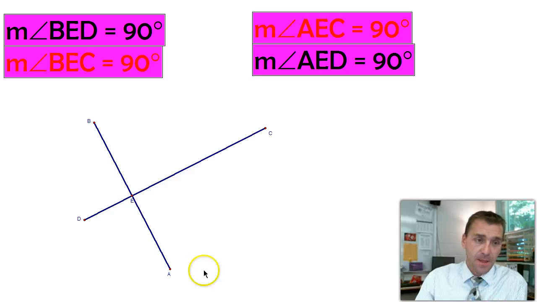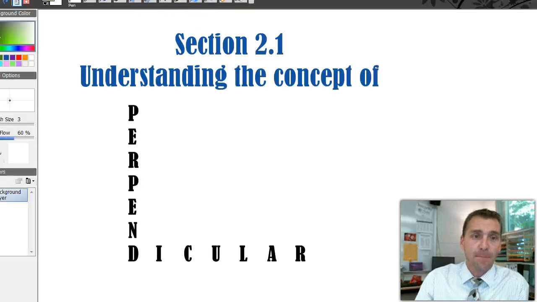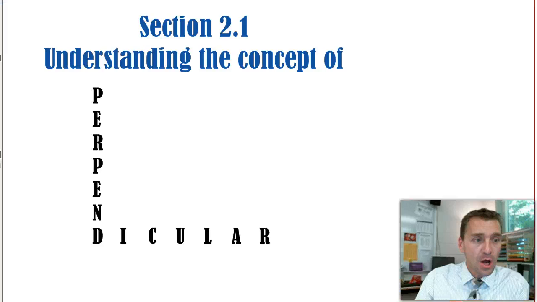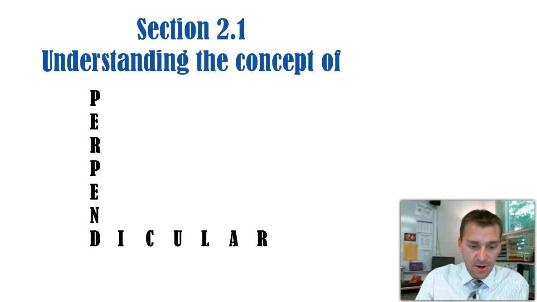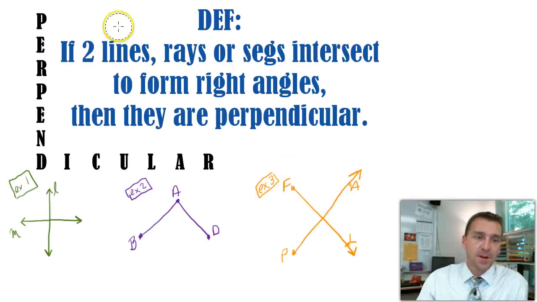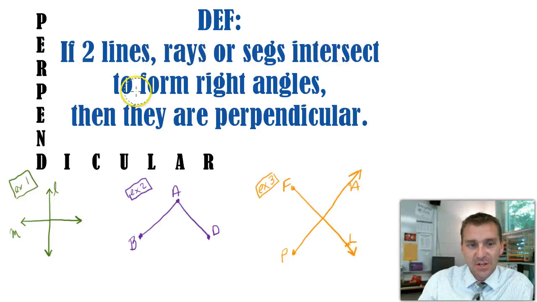So let's go back and let's write down the definition of perpendicular into your notes. So here it is. Bam. The definition of perpendicular: 2 lines, rays, or segments that intersect to form right angles are called perpendicular.